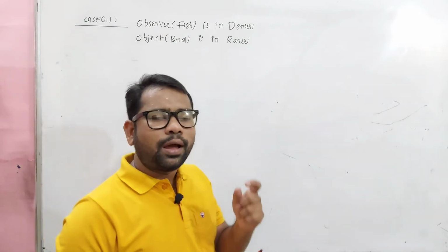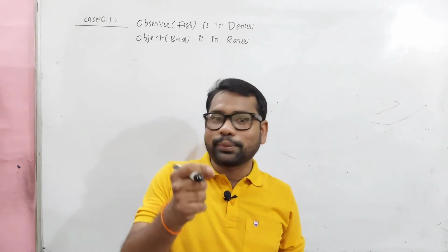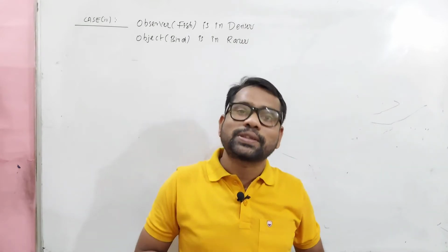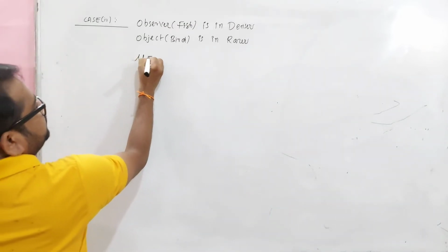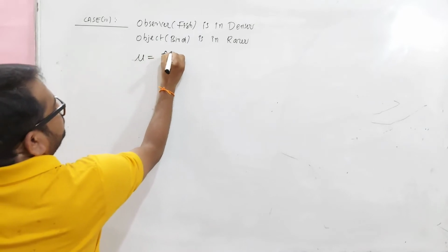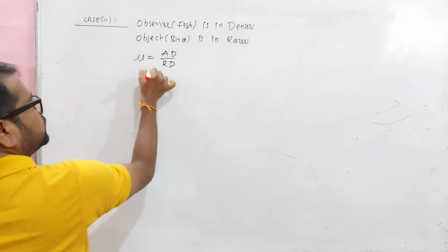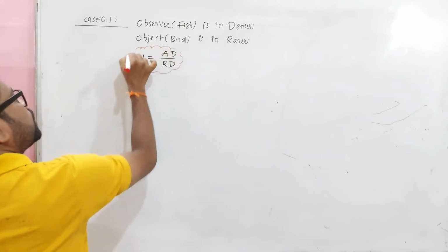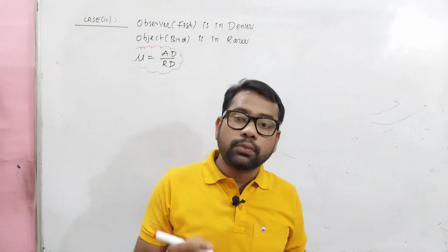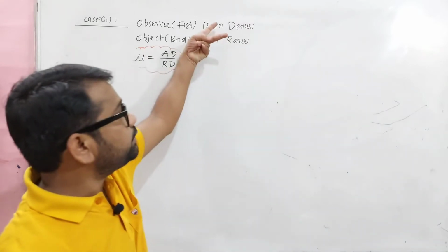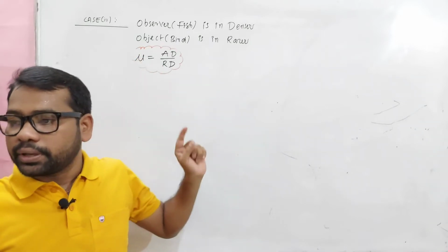In this case, dear children, how can we define the refractive index? You can't say, sir, that mu is equal to real depth by apparent depth. No, that is applicable only in the first case. In this case especially, the refractive index is defined as apparent depth by real depth. Children, it's very important. It is case 2. In case 1, it is quite reverse, where the observer is in the rarer medium and the object is in the denser medium. So in this case, mu is equal to apparent depth by real depth.